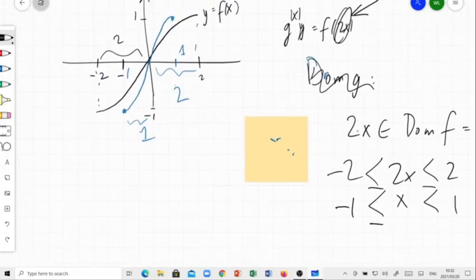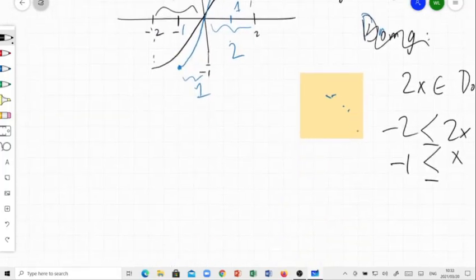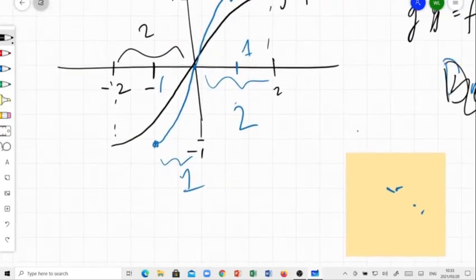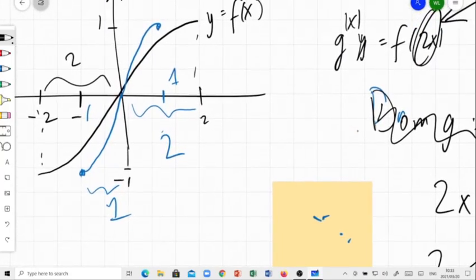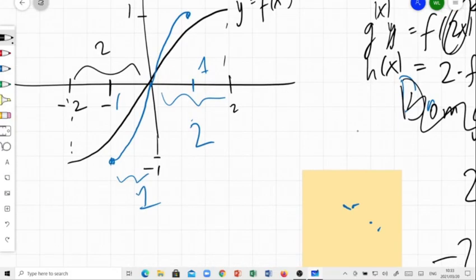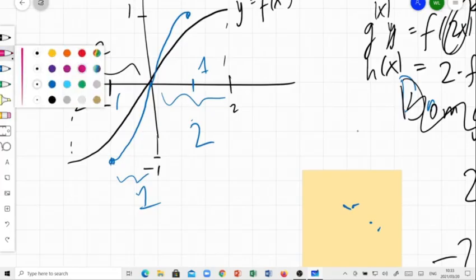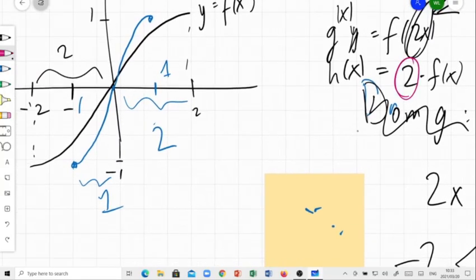So let's look at the other case. What about the graph of 2f of x? Now we're going to look at h of x, which is equal to double f of x. In this case, let's change, and I'm going to use the red pen. We've actually already seen this case, where the whole thing is double the height of f of x.